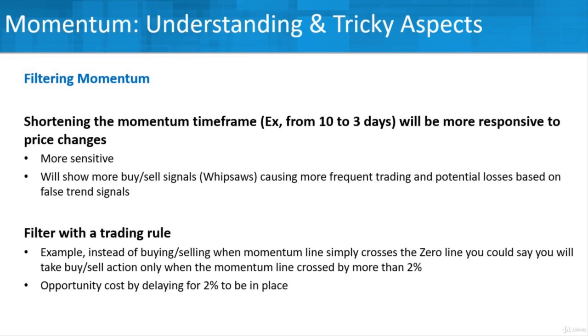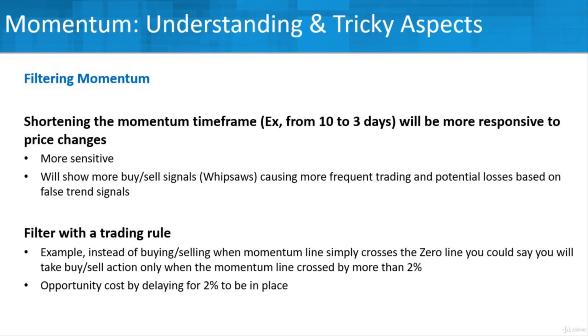So now if you think about that, well, there's an opportunity cost by delaying for that 2% to be in place, and that's exactly true. That's what happens with filters. It helps strengthen your decisions, but it also costs you in terms of opportunity costs. Let's say you could have bought in a little bit earlier and had a little bit more profit by getting in earlier than waiting for that 2% to happen. But again, that'll help eliminate whipsaws. It'll help reduce whipsaws, help strengthen your buying decisions, especially if you're coupling it with another indicator.